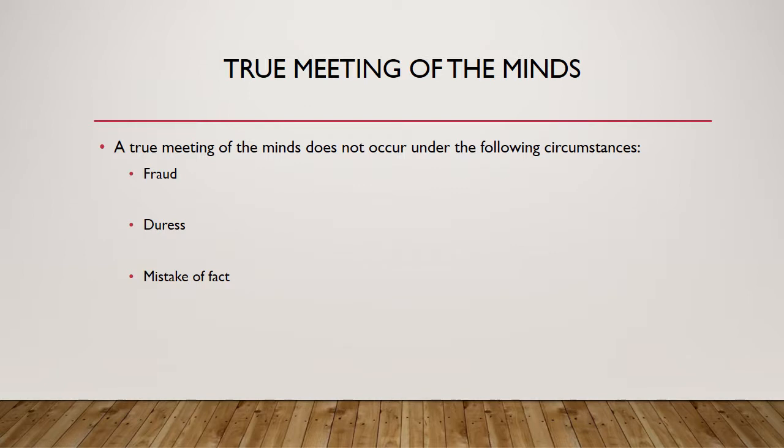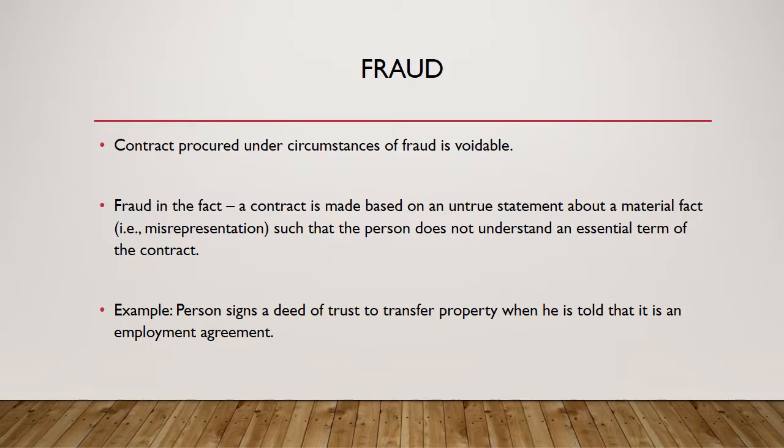So we've got 3 instances here in which there's no true meeting of the minds. One is fraud, next is duress, and last, mistake of fact. We'll now look at each of those briefly. So fraud. A contract that's procured under circumstances of fraud is voidable. You have fraud in fact, which is where the contract is made based on an untrue statement about a material fact. In other words, it's a misrepresentation.